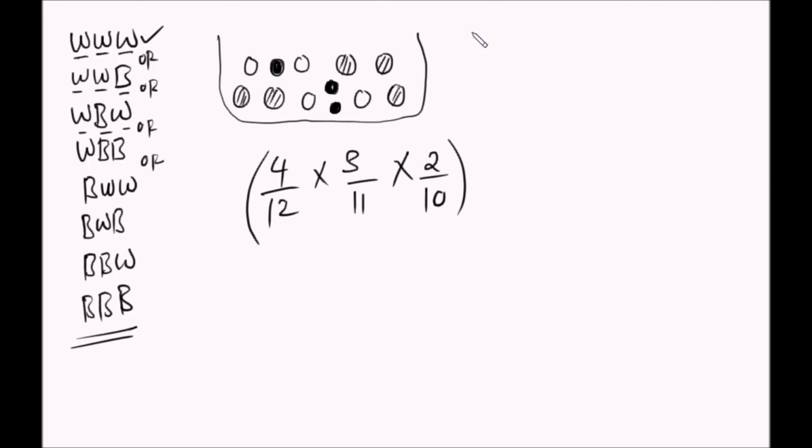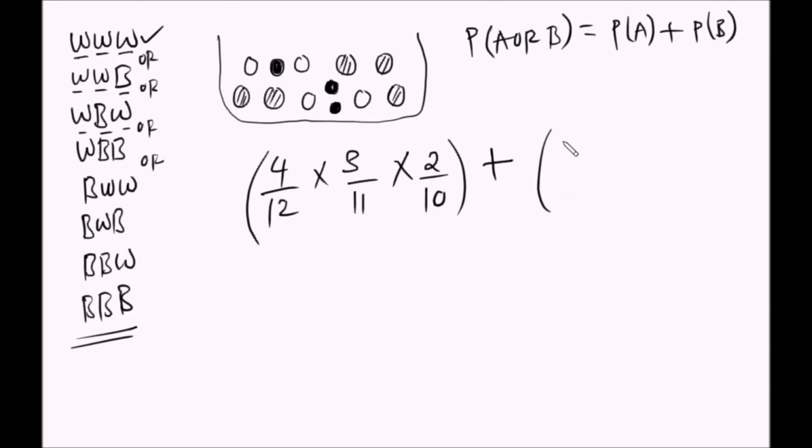Amesema or. Remember or, yani A or B, for disjoint events tulisema ni P(A) plus P(B), si ndio? So hii ni white, white, white. Jumlisha sasa hii hapa white, white, black. So white for the first time tushaona ni hii. White for the second time ni hii. So for the third time tunabaki na 10 balls, lakini black balls ziko 3. So white, white, black. And then jumlisha tena. So there are 8 of this, si ndio? Tabii niziandike kidogo kidogo ili zitoshe.